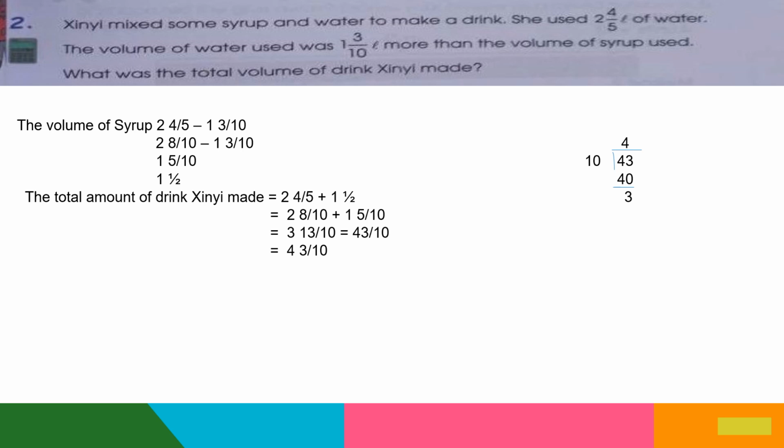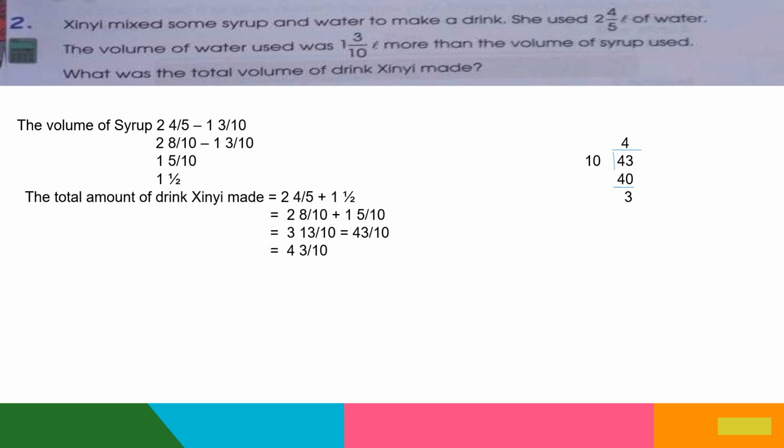Now we have 2 whole number 8 over 10 minus 1 whole number 3 over 10. And 2 minus 1 is 1. 8 minus 3 is 5 over 10. So on further reduction, 5 into 1 is 5 and 5 into 2 is 10. So we have 1 whole number 1 over 2, which is the volume of the syrup used in a drink.